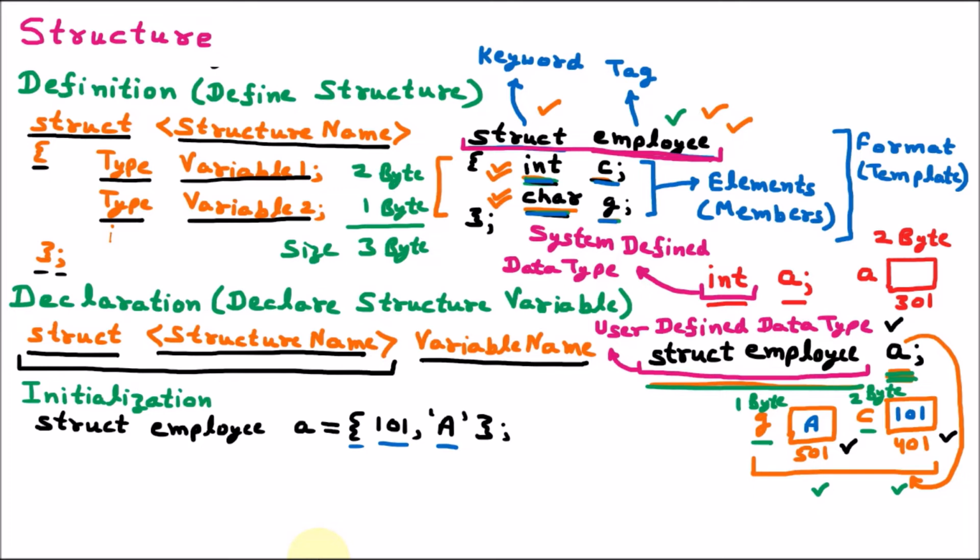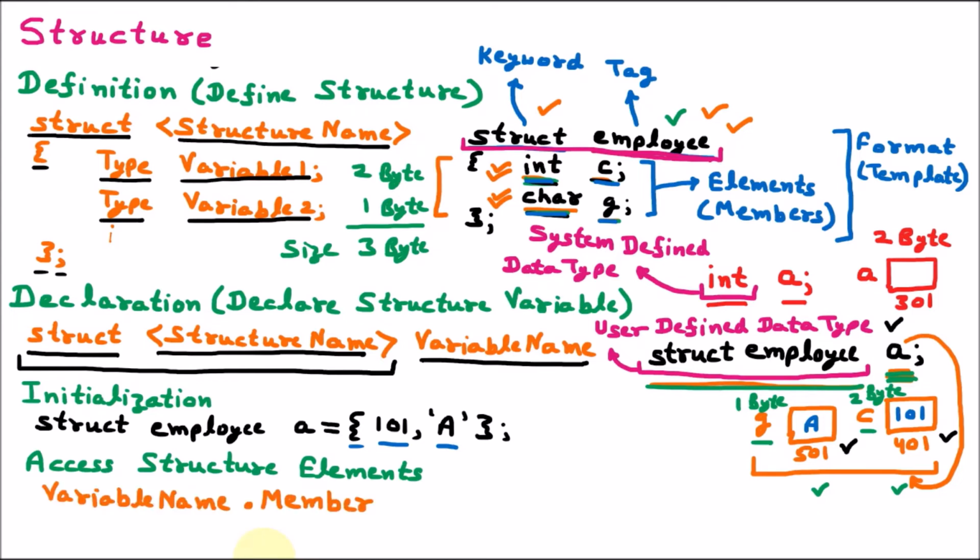Now how to access a structure element? Now we are learning how to access the elements of the structure. For accessing the elements of the structure, we have a syntax. First of all we have defined the structure by saying struct employee, then int c, char g. Afterward we have created the structure variable, or we can say we have declared the structure variable, that is a. And when we declare that, the memories are correspondingly reserved. So here g and c, they are reserved.